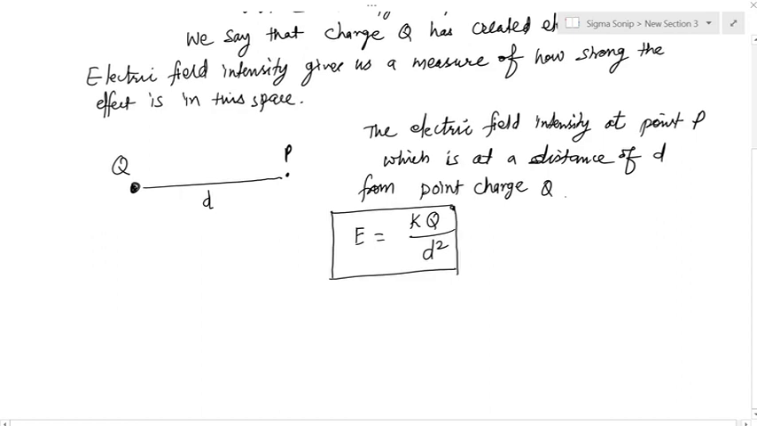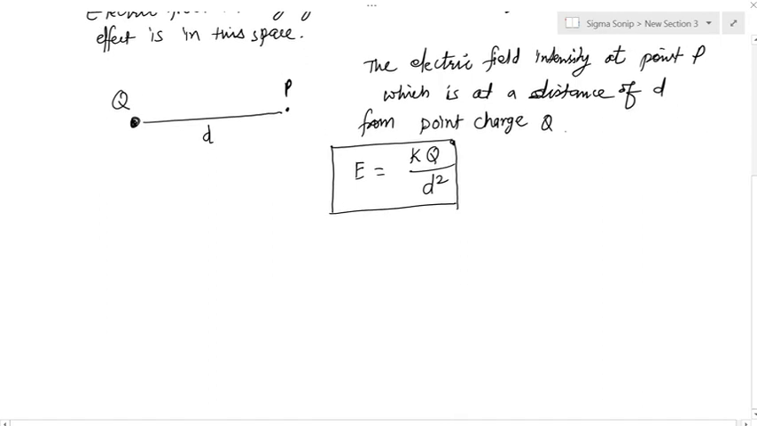and you should be able to compare this formula with the formula for gravitational acceleration. If you recall, gravitational acceleration A was GM over r square. So these two formulas look quite similar.